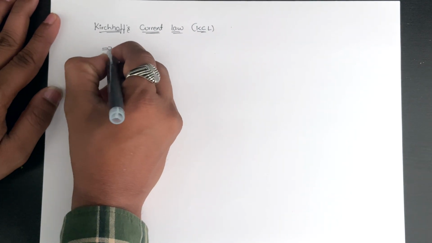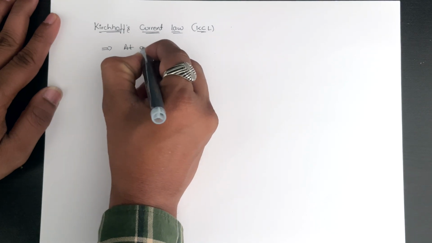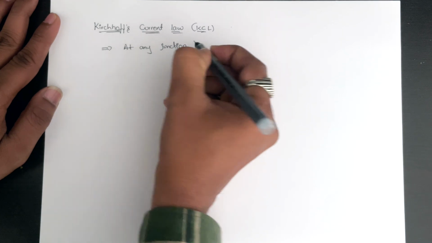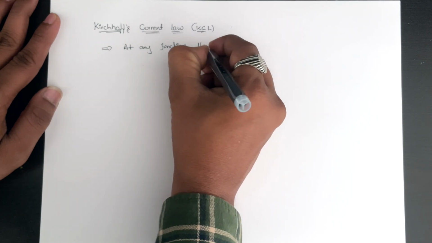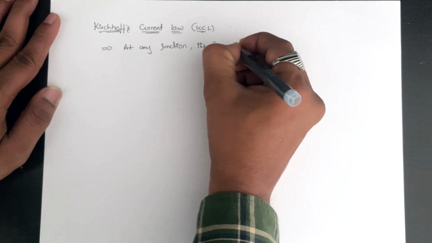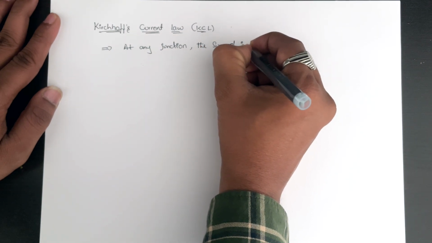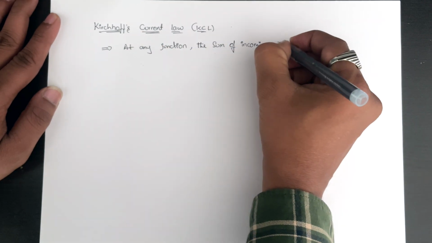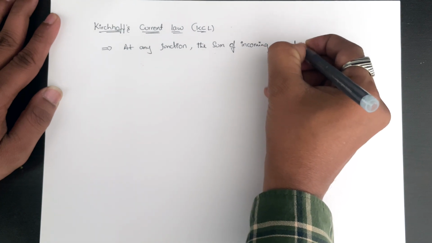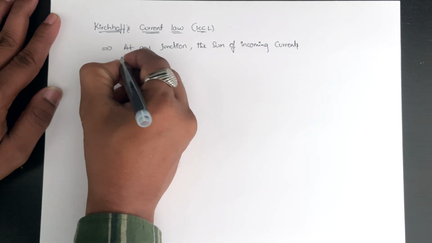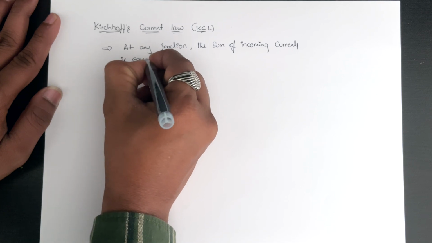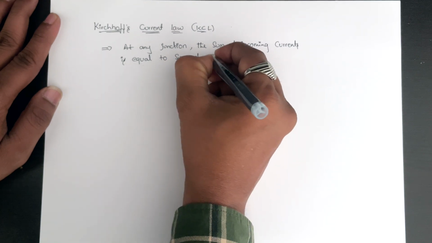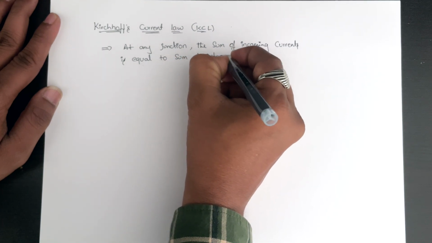KCL states that at any junction, the sum of incoming currents is equal to the sum of outgoing currents.